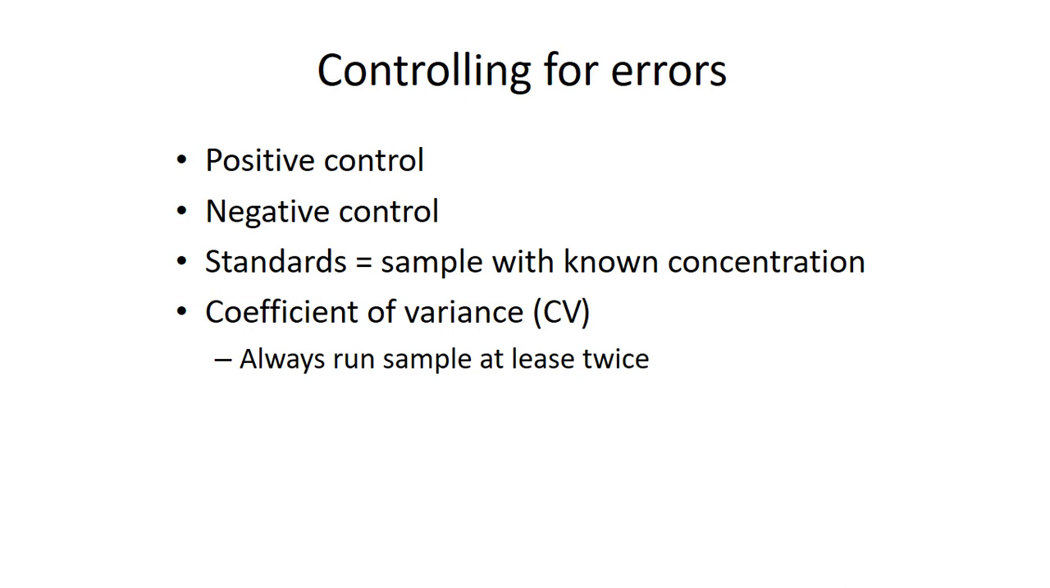One other aspect that you need to be aware of is the coefficient of variance. This is why you always run a blood sample twice on an ELISA plate, because you want to make sure that you don't have any spurious results. If you measure the same sample twice, you should get the same result. If you don't get the same result, for instance if you get over 15 to 20% difference between the two results, then you cannot accept the result, and the suggestion is you might need to repeat that sample.